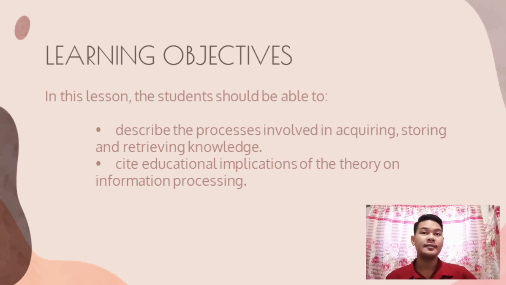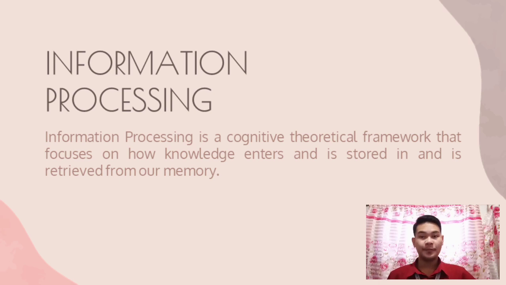Okay? Next, as a student, you should be able to cite educational implications of the theory on information processing. Yes, dito makikita natin yung types of knowledge that we have, 5 yun, and also the stages of information processing theory. There are 3 main stages or primary stages pala, and executive control process and also the forgetting. Mamaya makikita natin kung ano yun. Now, let's start with the information processing.